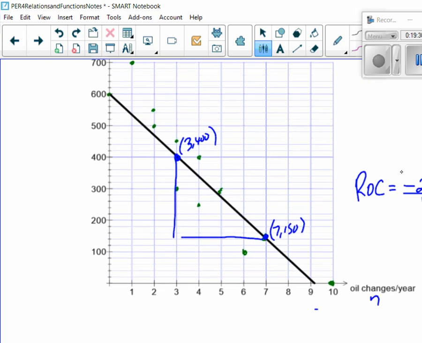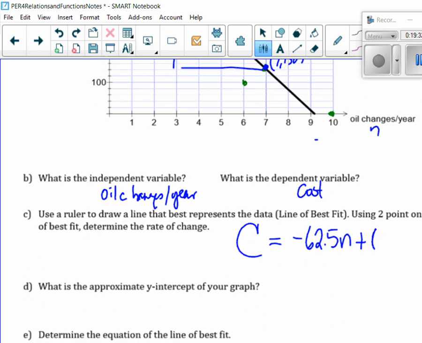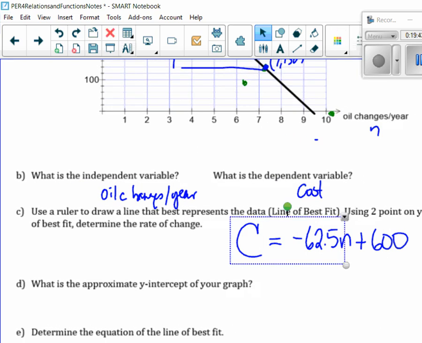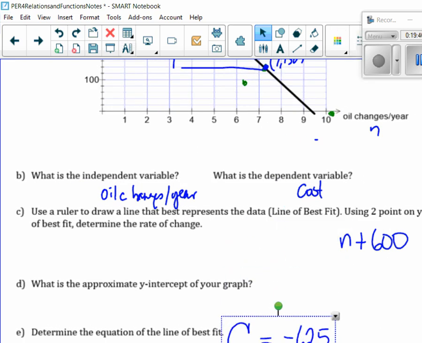And so what's my y-intercept? Did you get 600? Oh, shoot, I'm putting this answer in the wrong spot. This should be here, hey?